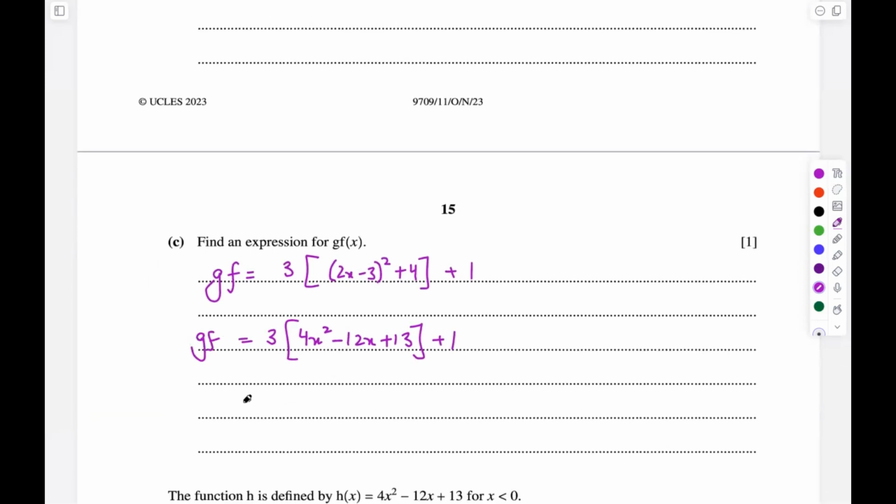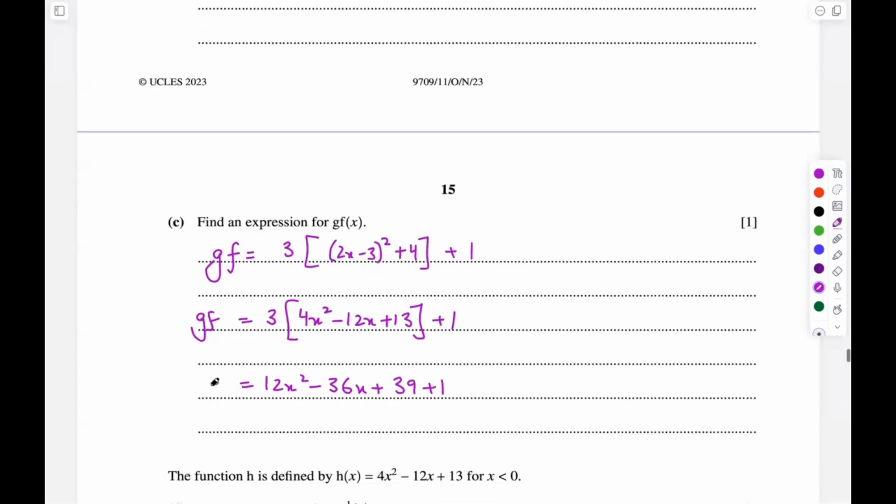Expanding the bracket, we'll get 12x squared minus 36x plus, so 3 times 13 is 39 plus 1. Simplifying this, the final answer for the expression for g of f of x is equal to 12x squared minus 36x plus 40.